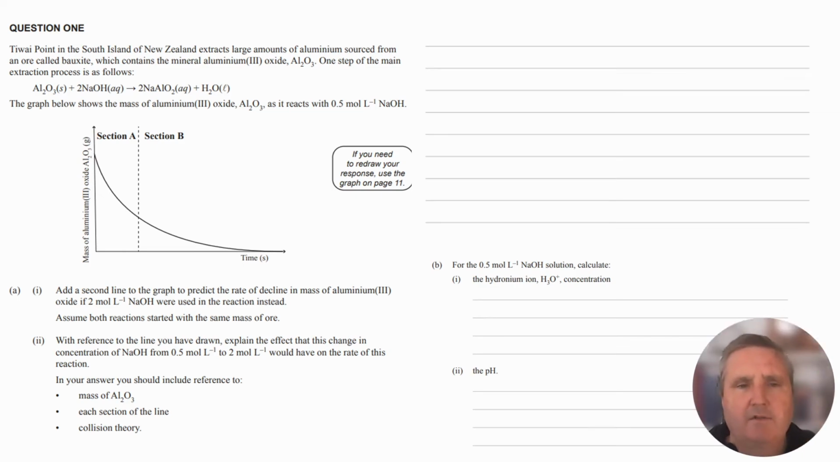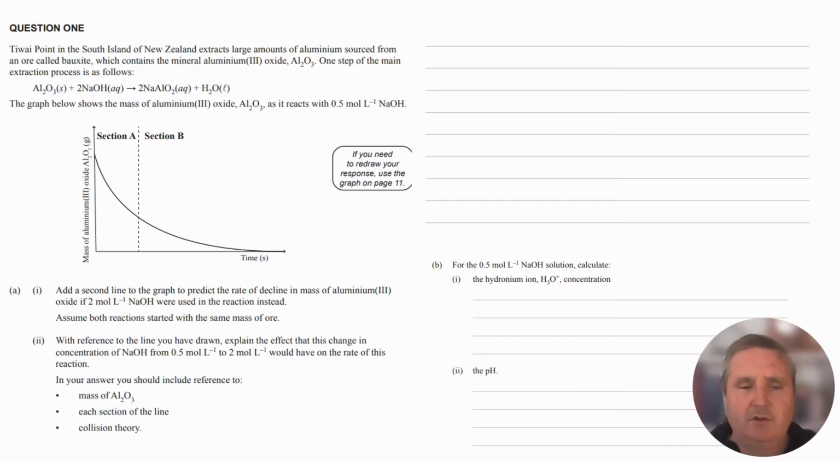Hi, in this video I'm going to go over how to write answers to the Achievement Standard 91166. That's the 2.6 Chemistry exam for the NCEA assessment. It's a 2024 exam paper. So remember, Achievement Standard 91166. Okay, so let's have a look.